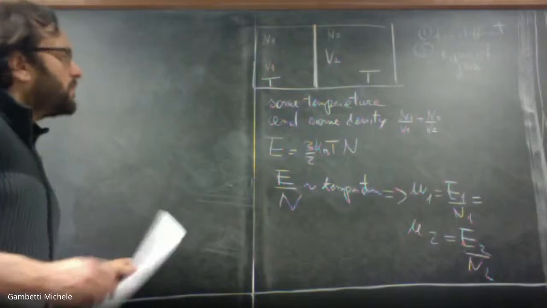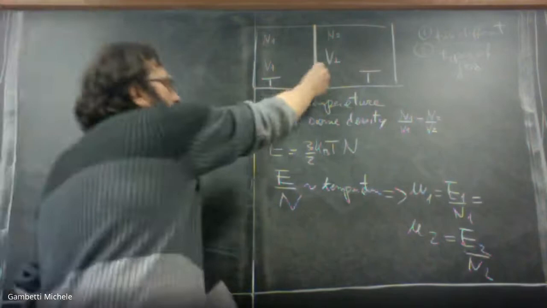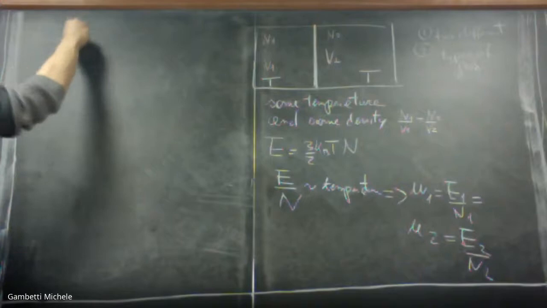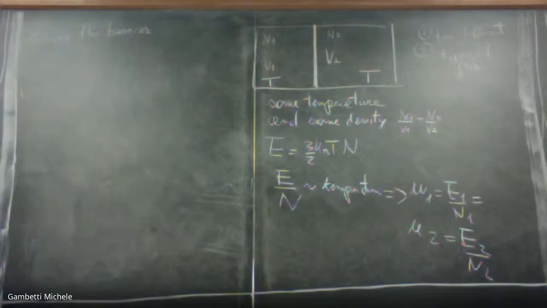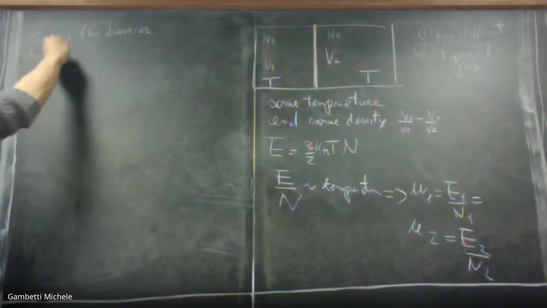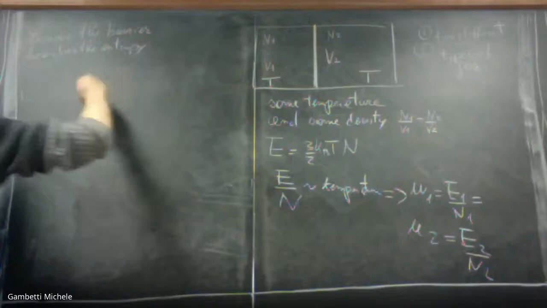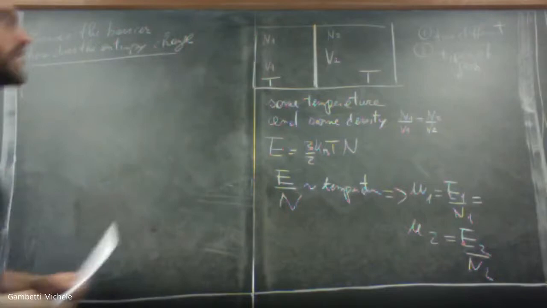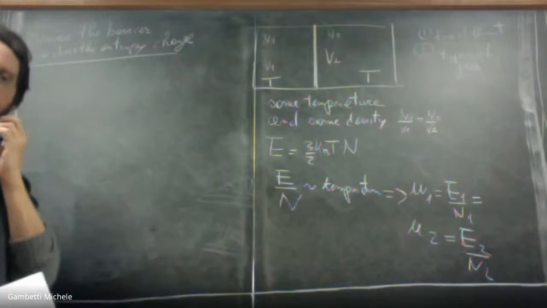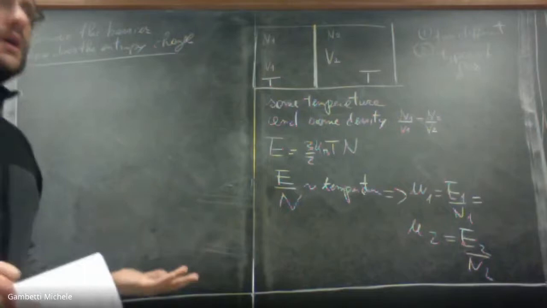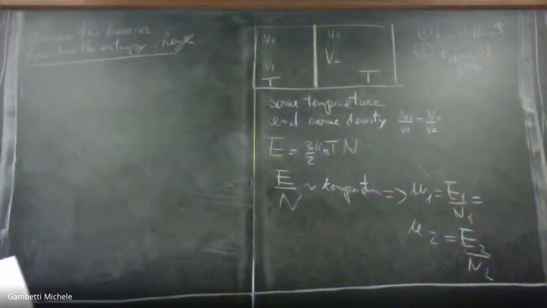So what we do now is, these are two different gases, suppose that we remove this barrier, and we ask ourselves, what is the variation of entropy? How does the entropy change due to the fact that we have removed this barrier? Now, of course, what we do expect is an increase of the entropy, because this is not a reversible process, no? So there will be mixing of these two types of particles that will basically increase the entropy.